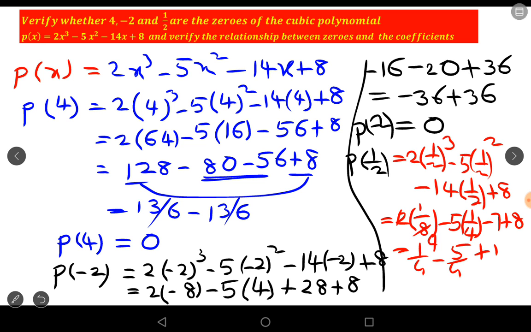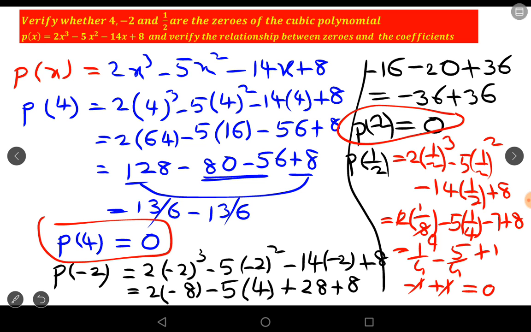Here 1 by 4 minus 5 by 4, these two are like fractions, their difference is minus 4 by 4, equal to minus 1 plus 1. Minus 1 plus 1 equals 0. Therefore the third one is also a zero of the given polynomial. Okay students, first one p of 4 equals 0, second one p of minus 2 equals 0, third one p of 1 by 2 is also 0. These three zeros of the given polynomial are verified.